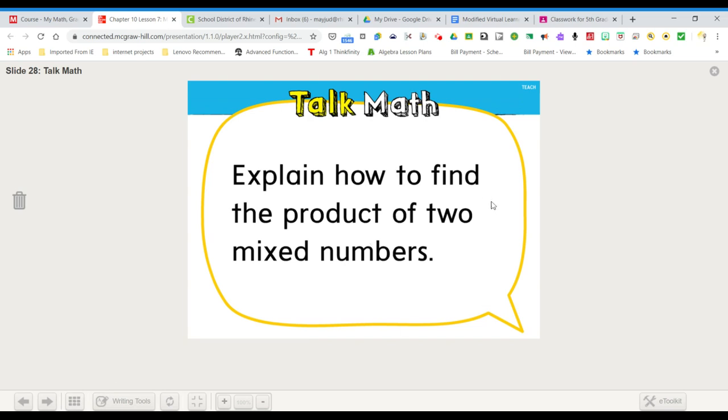So it says explain how to find the product of two mixed numbers. Step number 1, change your mixed numbers into improper fractions. Step number 2, multiply your numerators, multiply your denominators. Step 3, simplify by changing it back from an improper fraction into a mixed number. Those are the main steps.